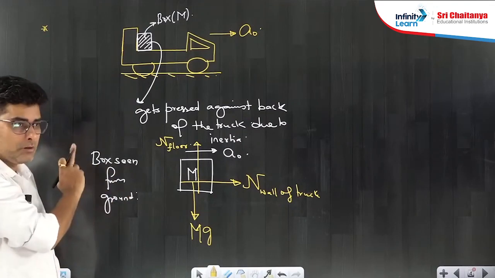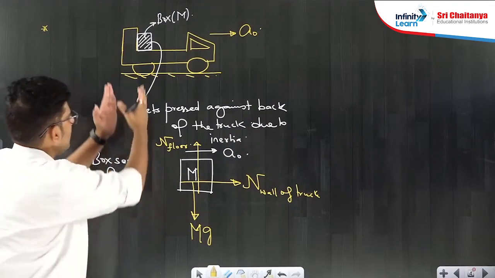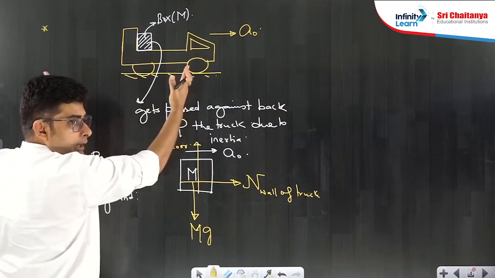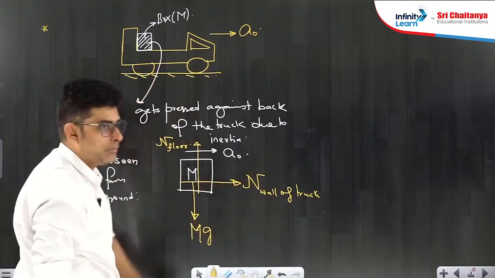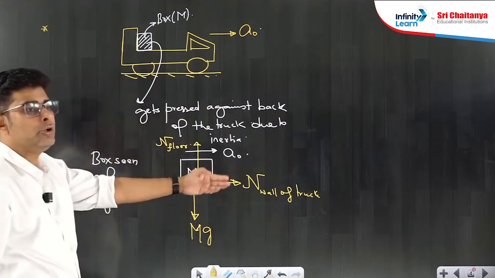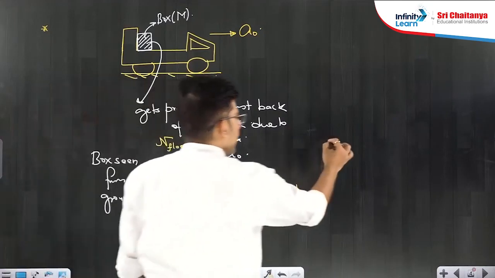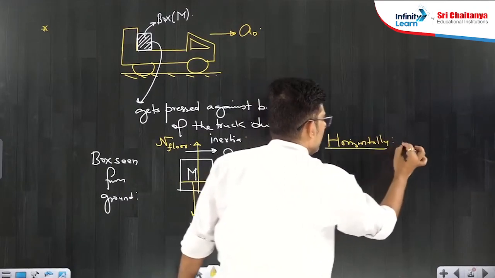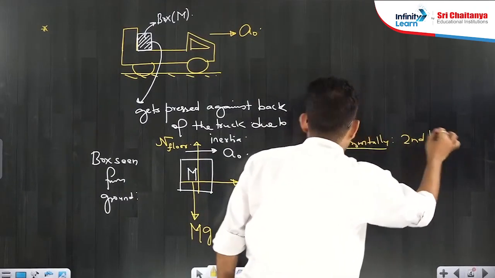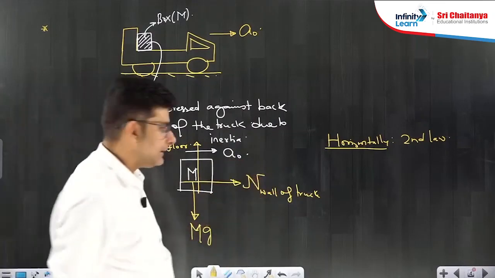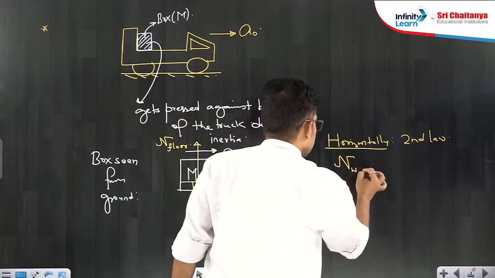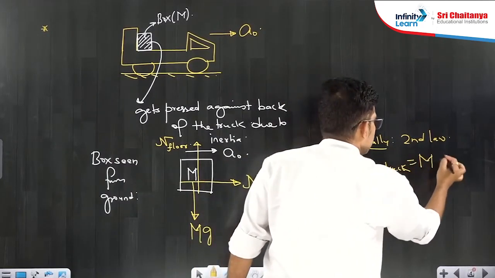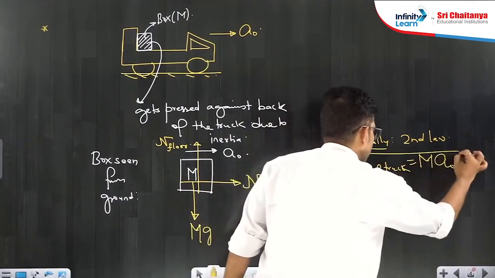So the box seen from the ground: you are seeing the box getting pressed. As it is getting pressed, the truck will push it forward. So that is the normal reaction. Now in which direction is it accelerating? Horizontally. Which law? Second law. Why second law? Because it is accelerating. The normal reaction by the wall of the truck is providing it acceleration, so it will be m a naught.